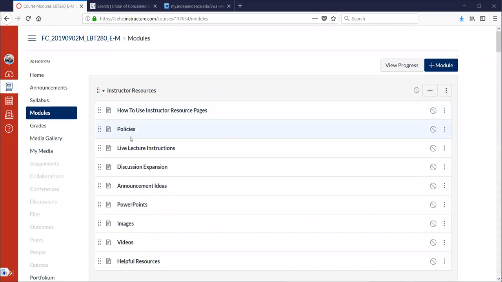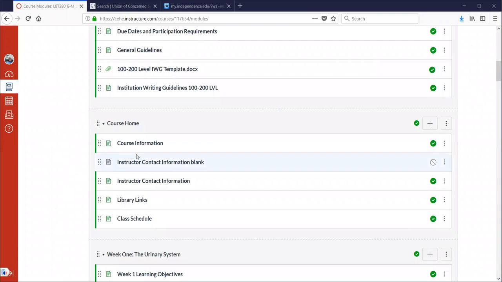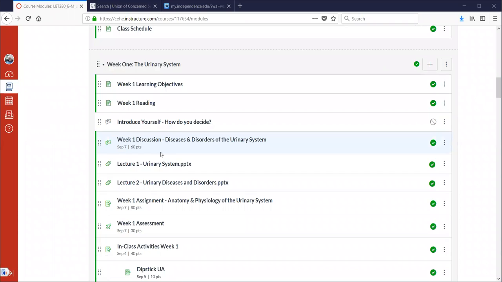We call this class generally urinalysis. However, we're going to do a few other things besides urine testing. We will start off with a brief lecture about the urinary system, so that we can then move on Wednesday to one more lecture on urinary diseases and disorders. And from there, go on to do the lab.